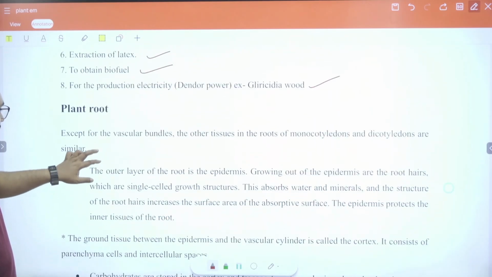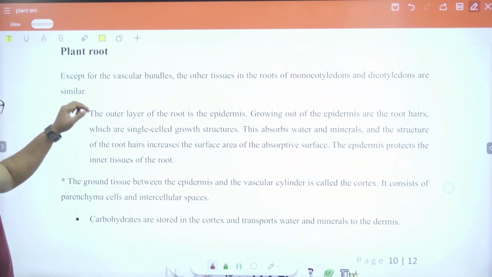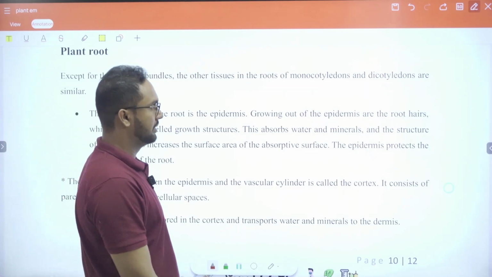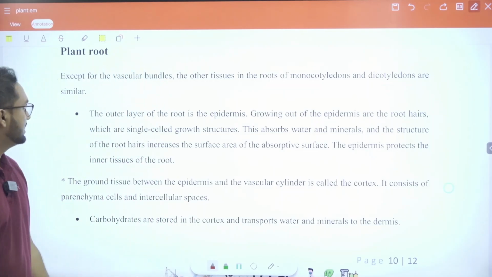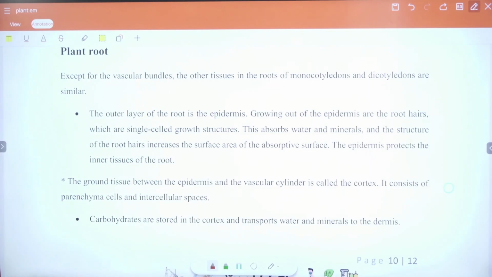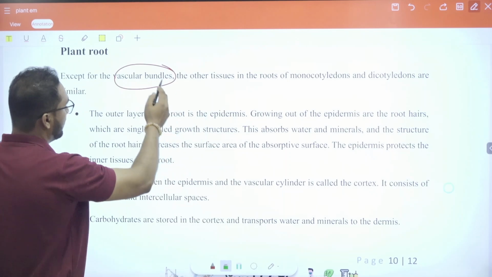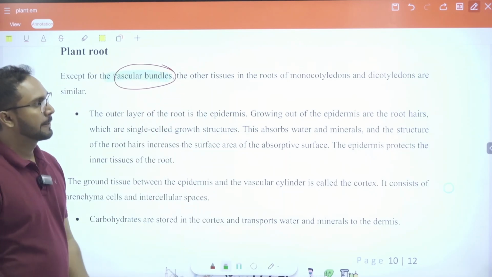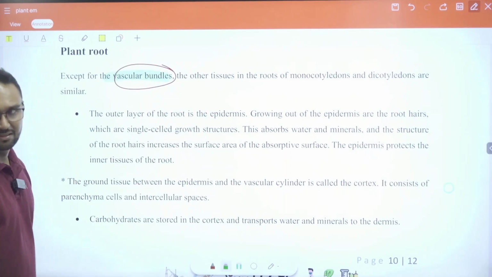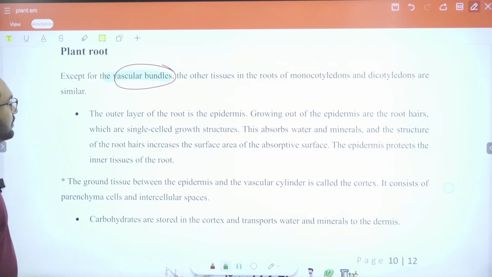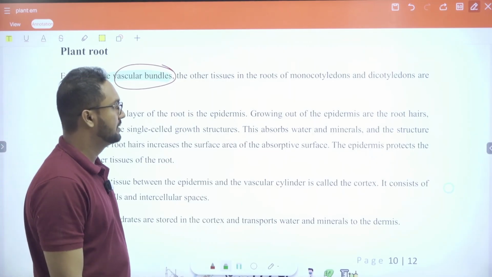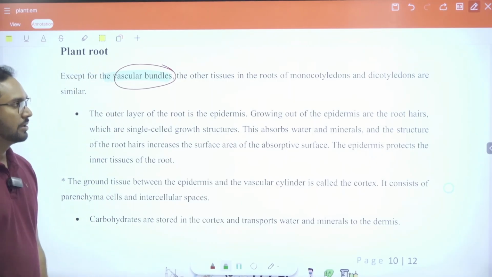Right. Then the plant root. Except for the vascular bundles, the other tissue in the roots of monocotyledonous and dicotyledonous plants are similar, right? The outer layer of the root is the epidermis. Growing out of the epidermis are root hairs.